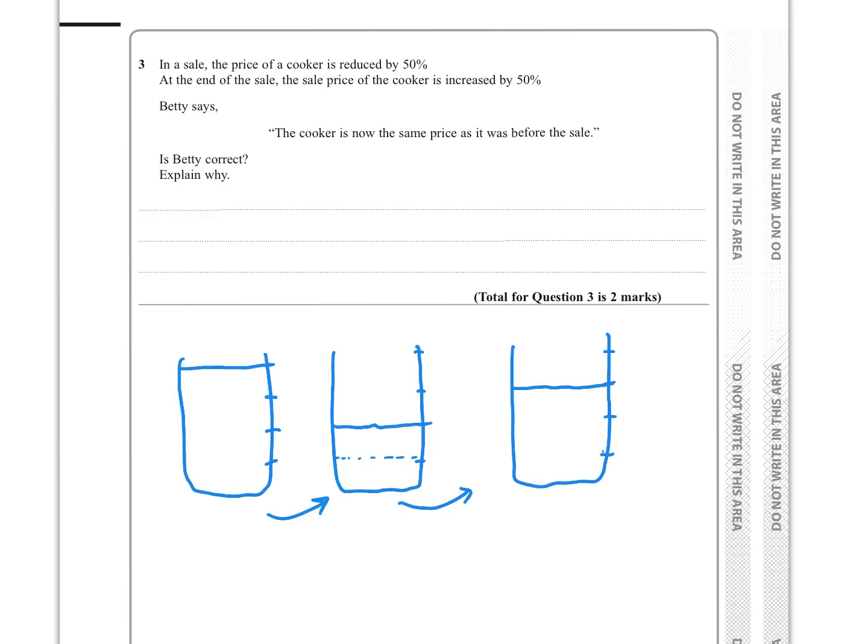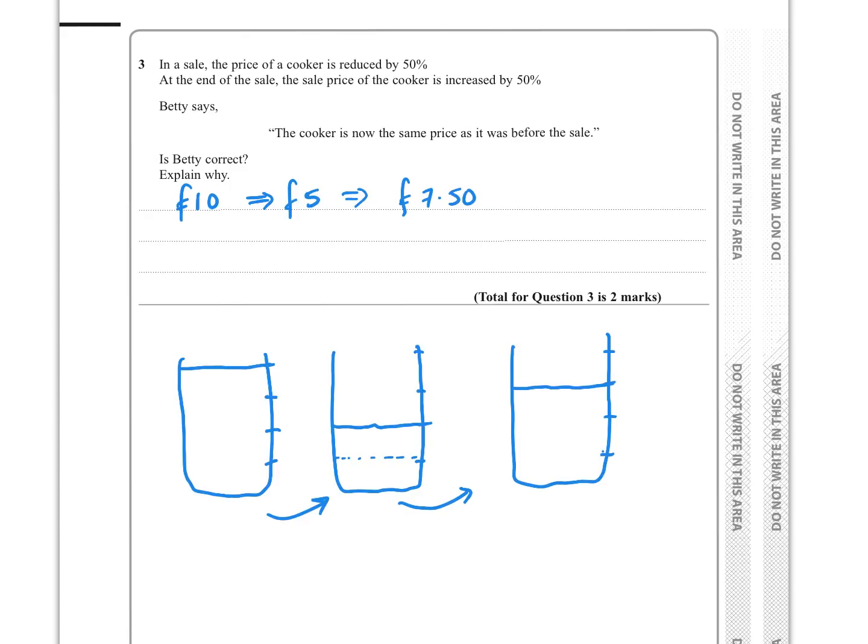Another way is you could say, let's start with £10. If I reduce £10 by 50%, then I'll be left with £5. And if I increase £5 by 50%, then I'll be left with £7.50.